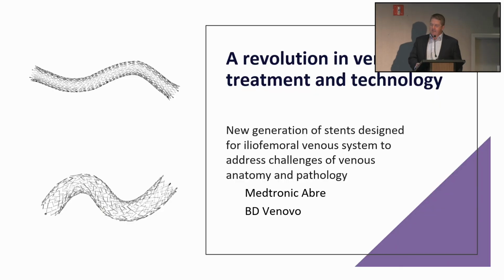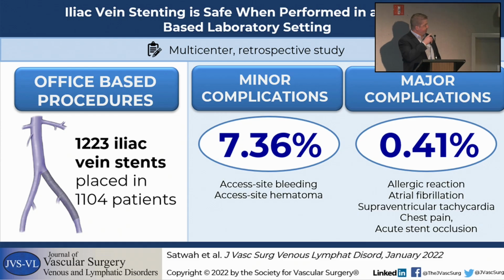So again, these stents, such as the Medtronic Abre and the BD Venovo stent, have revolutionized this. The old stents that we used to use did not have an indication to be in the vein system for a long time. They originally had an indication to be in the tracheobronchial tree, but we've progressed, and these stents, along with great engineers, have allowed us to treat this with tremendous results.